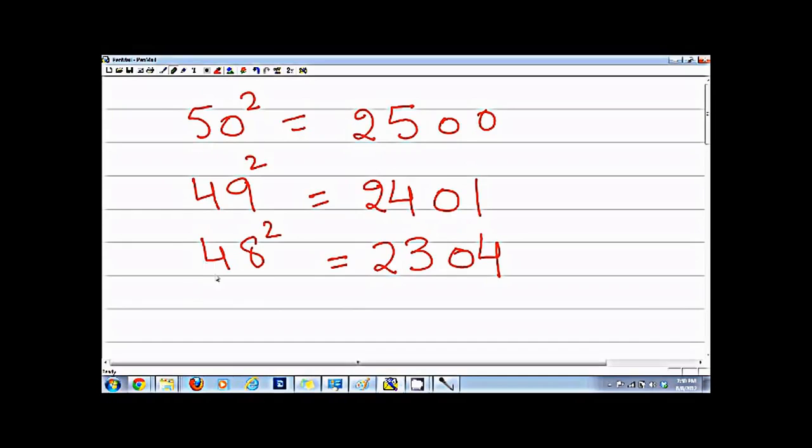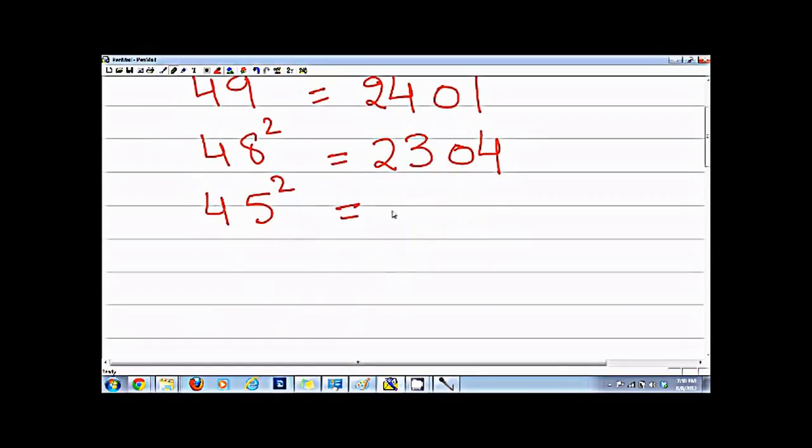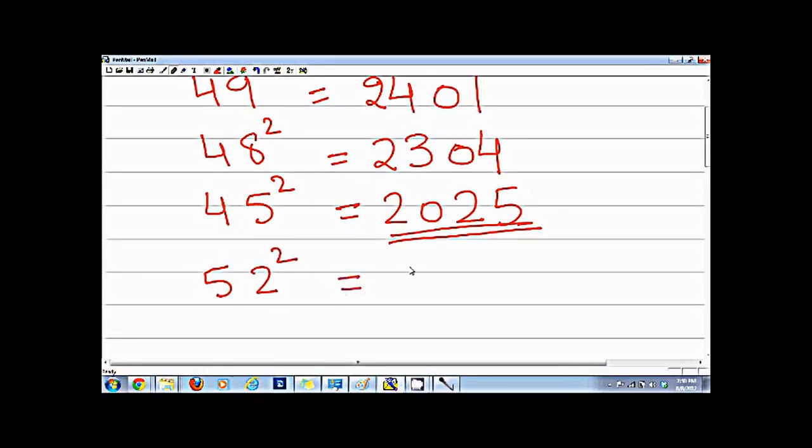So this is a quick method, so you can square any number which is close to 50. Same thing, if I have 45 squared, then I'll subtract 5 from 25, that will be 20, and then take the square of 5, that is 25. So the answer is 2025. And we can also go for numbers which are bigger than 50. For example, if I have 52 squared, then I add 2 to 25, which is 27, and then I'll write the square of 2, which is 4. So its answer is 2704.